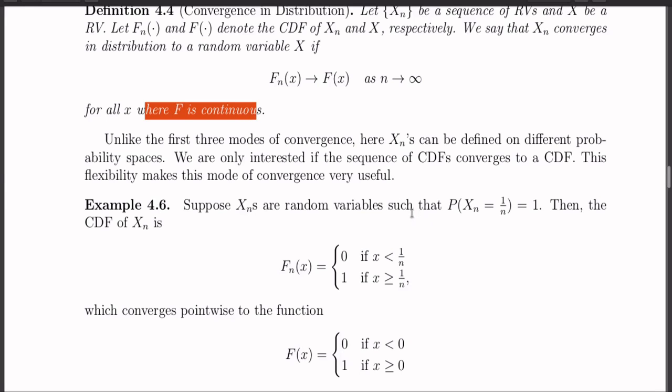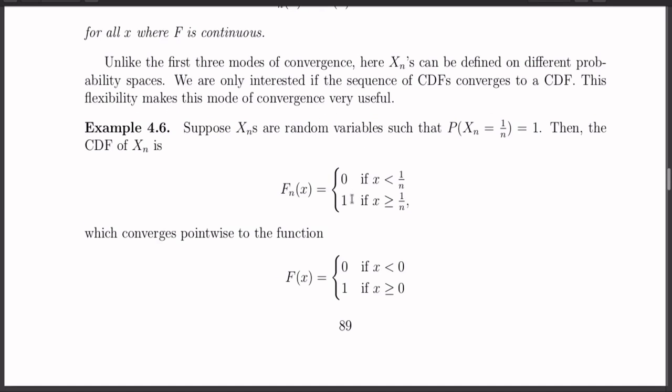If I remove this condition, this sequence of functions does not converge, whereas if I keep this condition here, this sequence of random variables converges to 0. And this is the reason, and in many cases this works very well. That's why this condition is kept here, and we say that Xn converges to X in distribution if the sequence of distribution functions of Xn converges to the cumulative distribution function of X pointwise for all the points where F is continuous. I hope why this condition is kept there is clear.